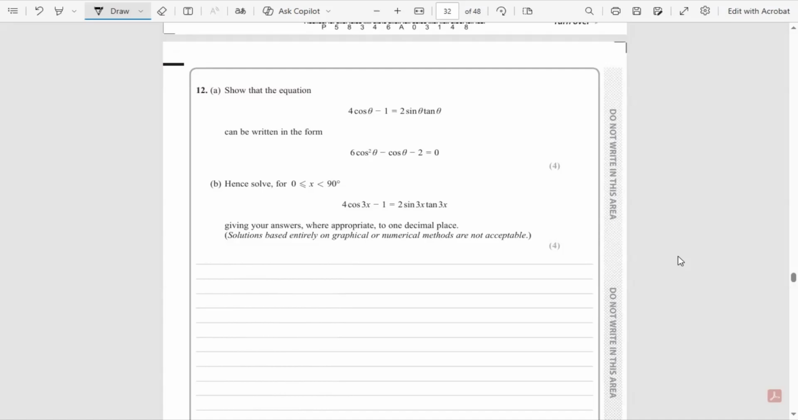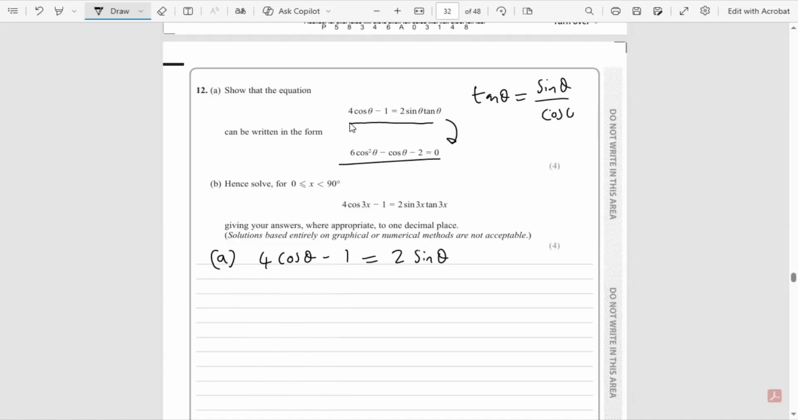Now, for this part A, we're trying to convert this equation into an equation with cosines. So the equation we need to achieve just has the cos function in it. There's no sine, there's no tan. So we're going to have to convert these sines and tans in the original equation to get the equation that we're looking for. So let's just start by writing down 4 cos theta minus 1 is equal to 2 sine theta. And then let's use one of our identities involving tan. So hopefully you remember that tan theta is the same as sine theta over cos theta. So let's use that formula.